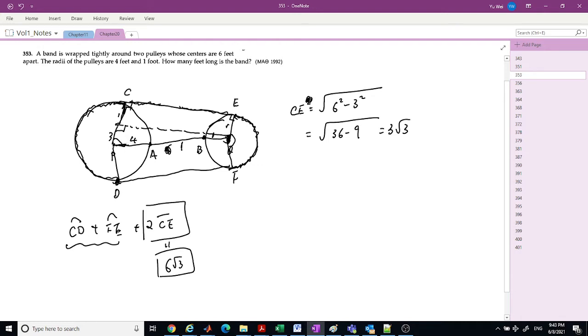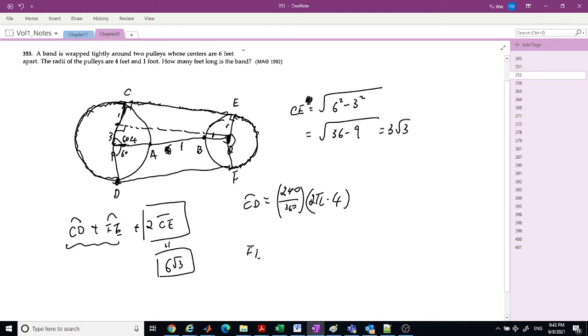Because this is the 3, right? And this is the 6. So that's why we know this angle is 60 degrees. So this angle is 60 degrees, right? So that means the CD arc is equal to 240 over 360, right? That's 2/3 of the arc, and then 2 pi times 4, right? Because that has radius of 4.